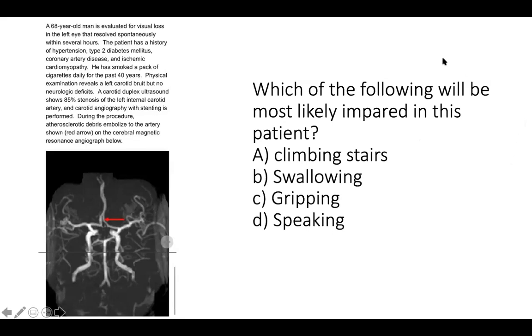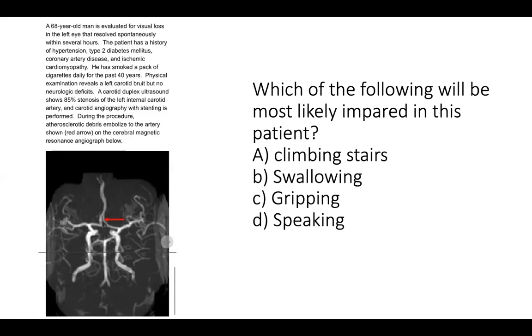Right. So first of all, in order to know which of these functions will be lost, we need to know what artery is pointed at by the red arrow. Tell me, what's the artery that's the red arrow? Don't answer. ACA. Okay, so ACA is the anterior cerebral artery. Which of these functions is a function of the anterior cerebral artery?